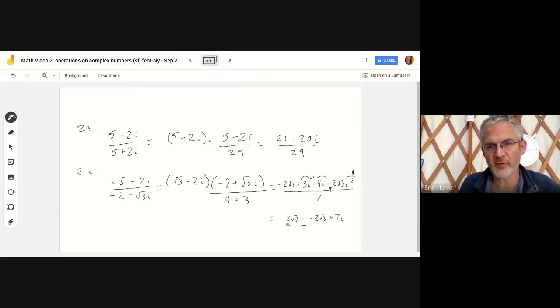And all of that is over 7. So then I would have these two add to 0, and I have 7i over 7. And this one miraculously reduces all the way down because I have 7 in the numerator and 7 in the denominator. Multiplying and dividing by 7 at the same time, they cancel to 1. So I'm left with just i. Box my answer, call it done.